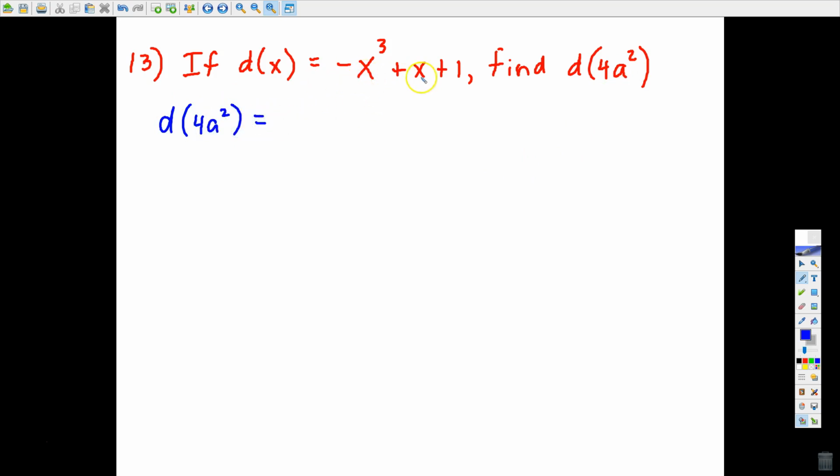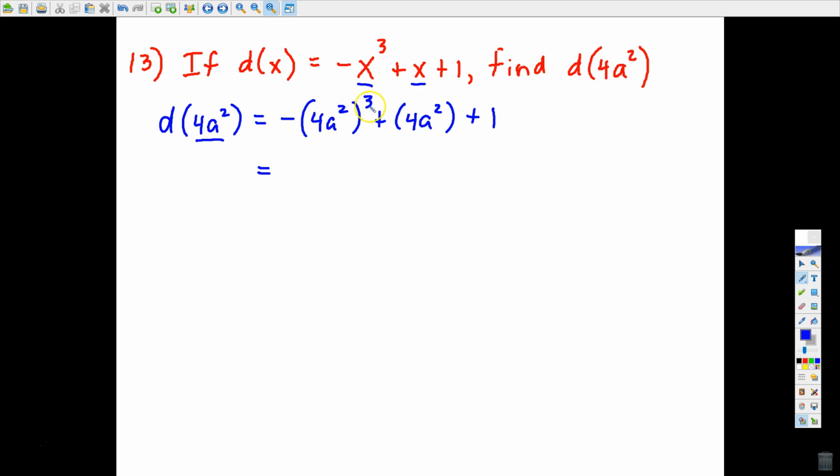So in place of these two x's, I'm going to input 4a squared, and simplify. You notice we just replaced the two x's with this. That's our given input. Remember, we need to do everything in my parentheses to the third power.